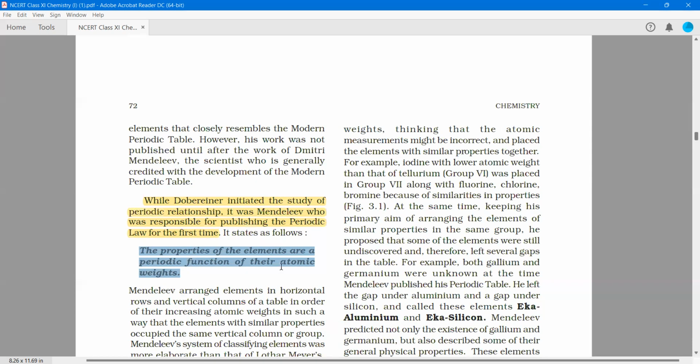The properties of the elements, the elemental properties we're talking about, are physical properties and chemical properties both. They are a periodic function, meaning this has something to do with periodicity, like recurrence, of their atomic weights. It means if you arrange the elements in order of increasing atomic weights, then there is some periodicity in the properties of the elements. Okay, got the point? What is the periodic law and what does it actually state? What is the meaning of the periodic law?